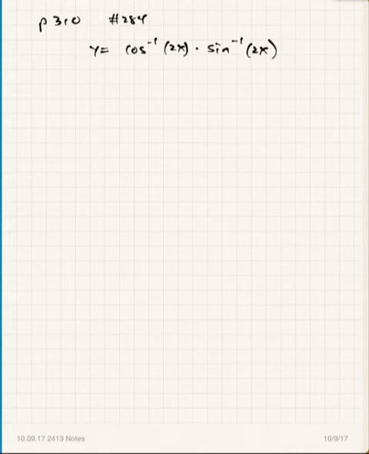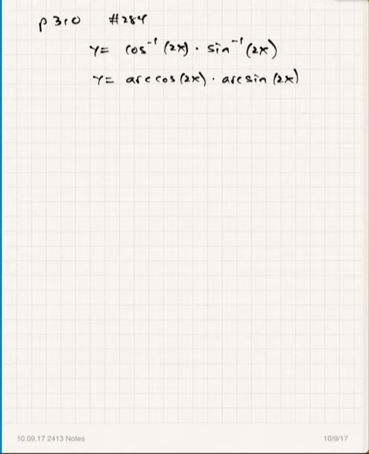Now, I'll be honest with you, typically I wouldn't write it that way. I would typically use the arc notation. And so I would write it as arc cosine of 2x times arc sine of 2x. Remember, those are the exact same problem. You'll see it written kind of interchangeably as far as which way you're going to write it. So just, kind of point that out. All right, once again, this is going to be the product rule.